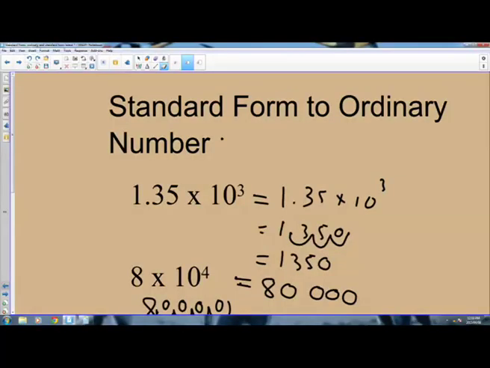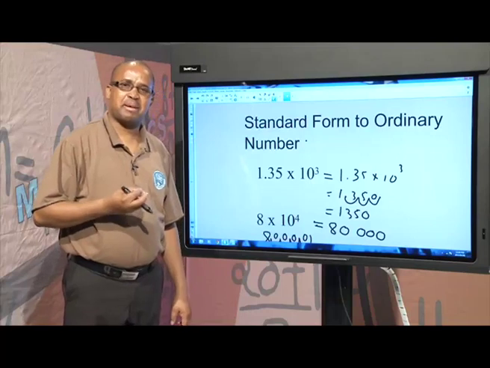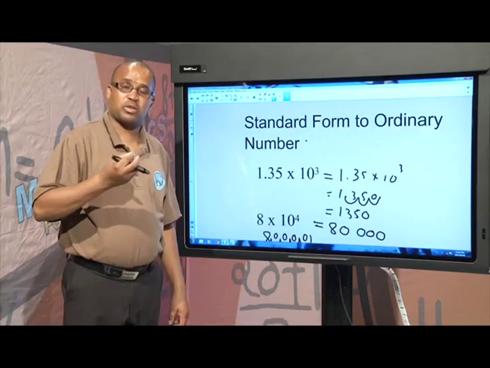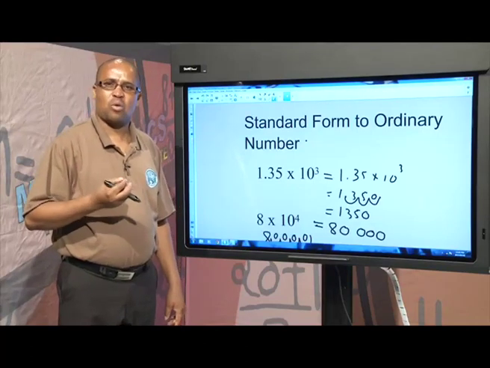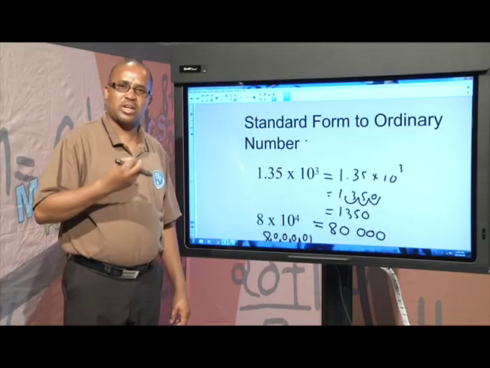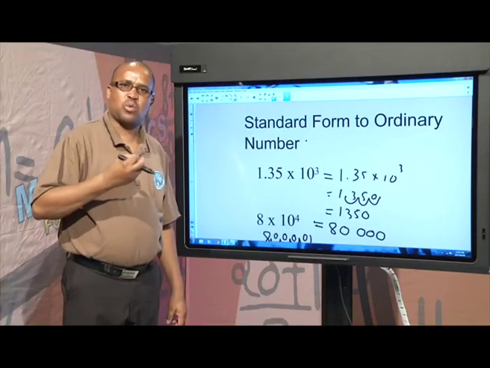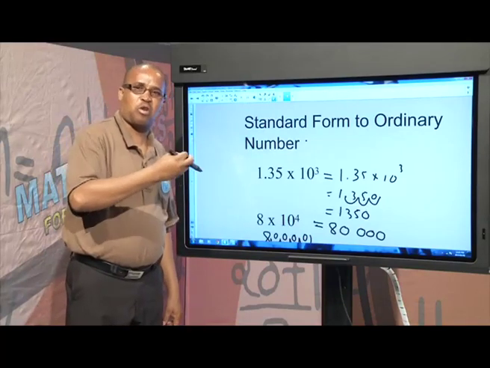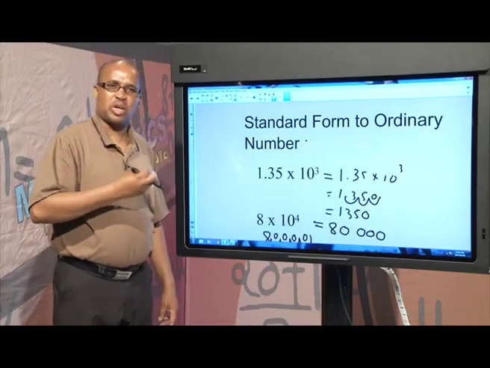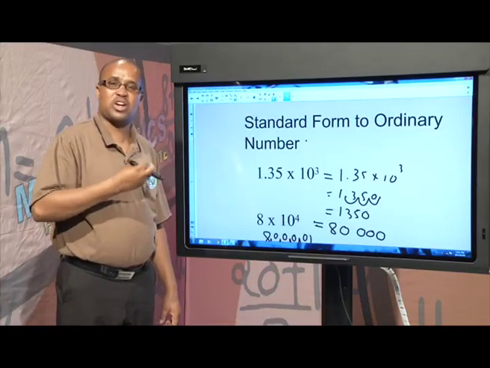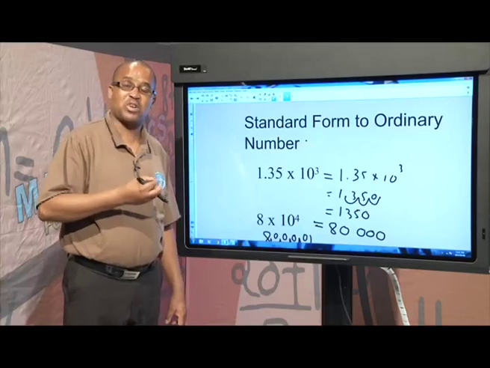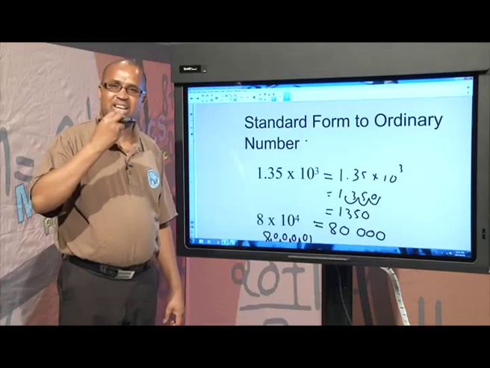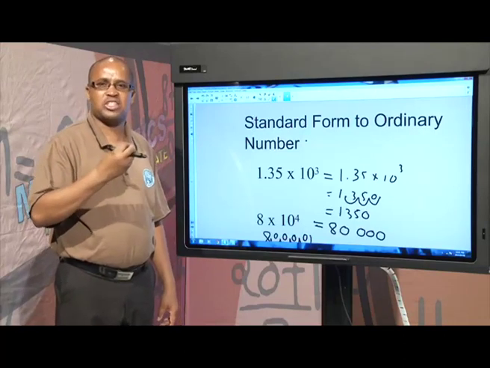We have now come to the end of our lesson, but before we end this lesson, remember we were changing ordinary numbers into standard form, or numbers in standard form into ordinary numbers. Now, when you change numbers into ordinary numbers, you make sure that you move your point either to the right or to the left. Then that means you have changed from standard form to ordinary number. Or you can also be expected to change an ordinary number into standard form. When you change into standard form, note that you are to multiply by a power of 10, and there should only be one digit before the decimal point.